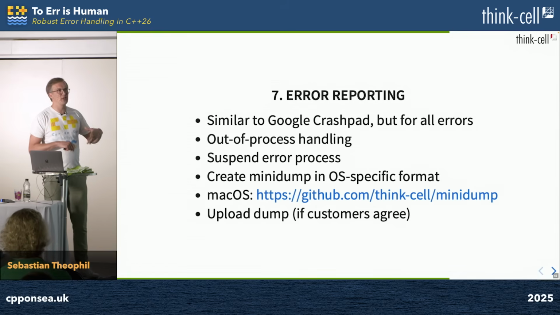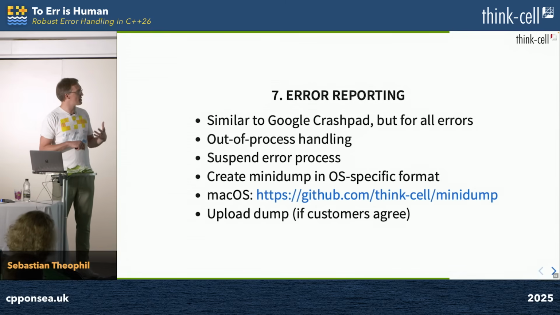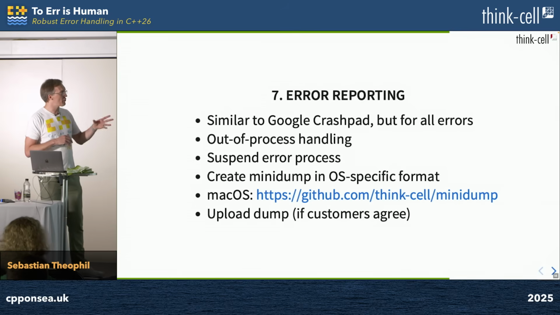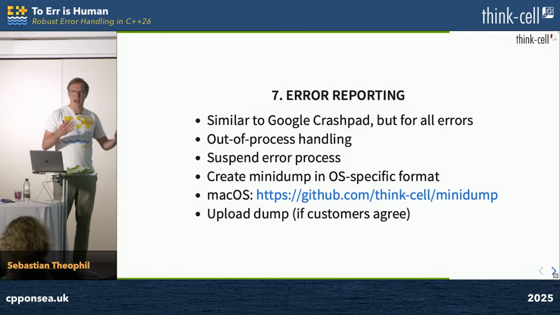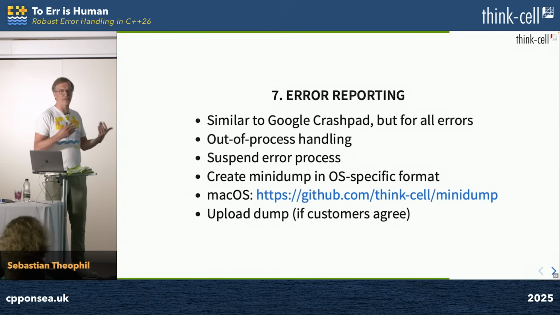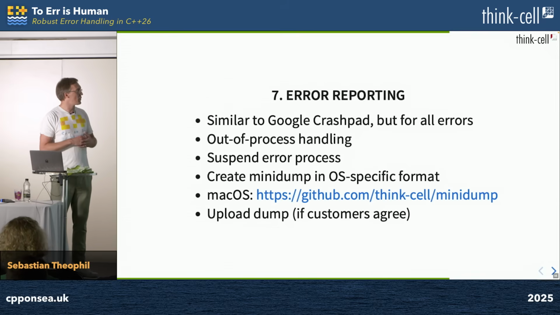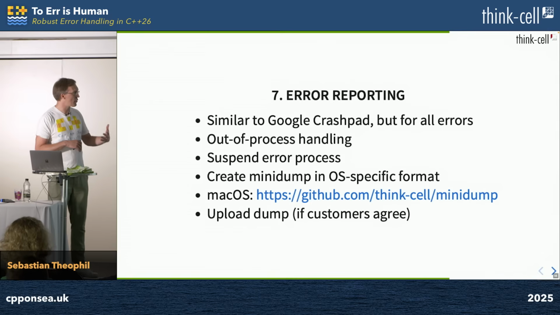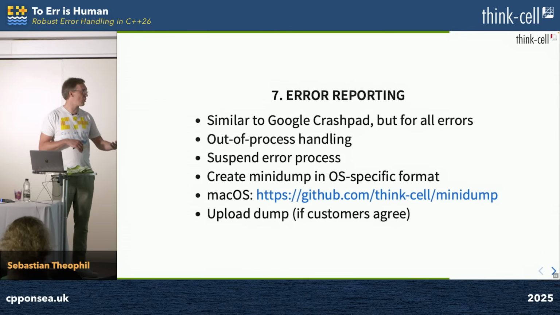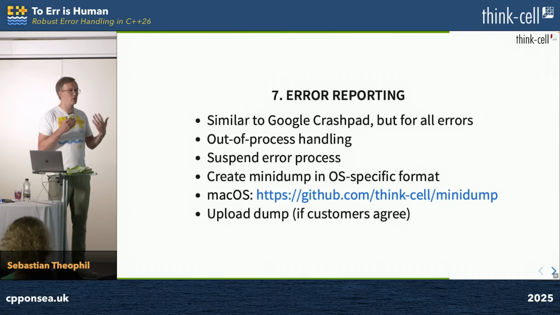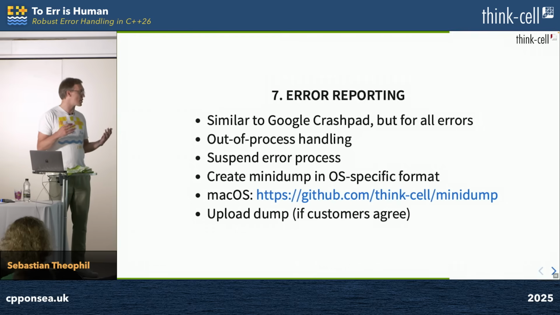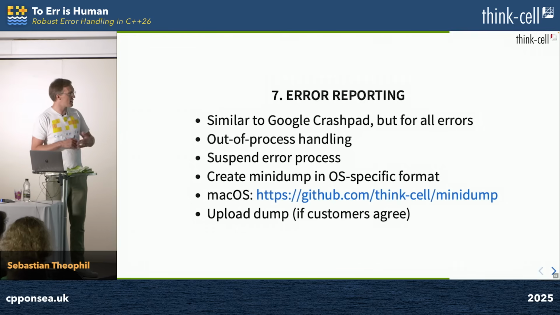And now the error reporting that we do on the back end is very similar to Google Crashpad, which is Google's open source solution. But it's a bit different because we send error reports for anything, not just for crashes, but also for failing a service. We always do out-of-process handling of errors. That is important. If you encounter an error and you want to do something, you need to launch another process that does this, because your process that encountered an error is in an undefined state. Maybe it can't do an HTTP request anymore. Maybe it's out of memory, whatever. So you launch another process.